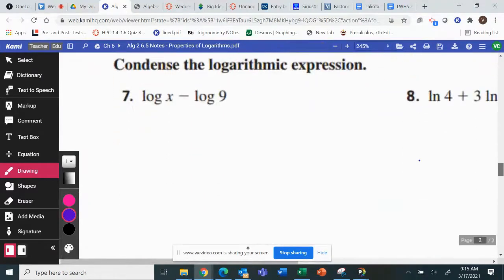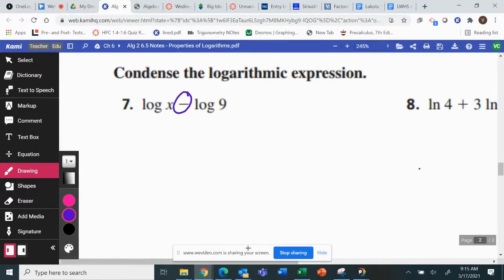Okay, the condensing, we're getting it down to 1 logarithm. This is subtraction. Subtraction means divide. So I write 1 logarithm and I divide x by 9. X divided by 9. That's it.